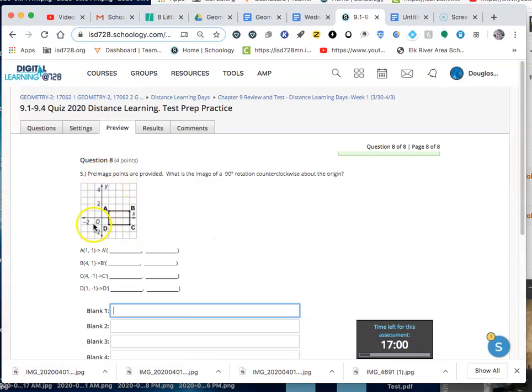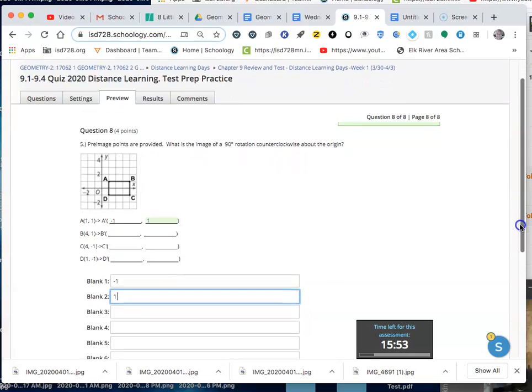Yep, 8. Now I'm supposed to reflect this, or rather, what is the image of a 90-degree rotation counterclockwise about the origin? When I'm doing counterclockwise, I have to be careful about my rule. So my rule for a 90-degree rotation counterclockwise is x, y maps onto the opposite of y, x. So I take the y value, take its opposite and put it in the x position, and then I take the x value and put it in the y position.